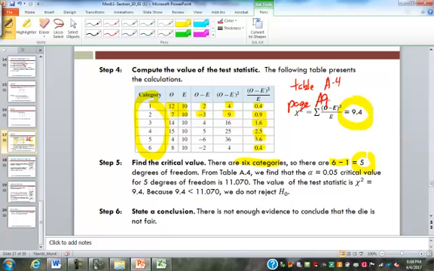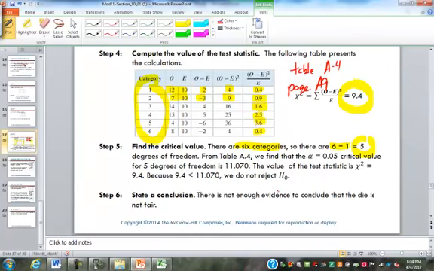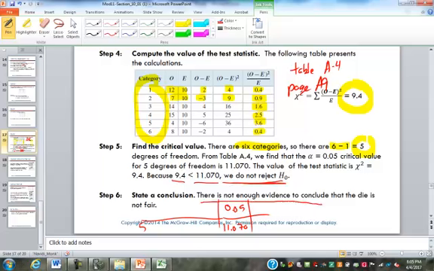We find alpha. We're looking here, we've got the 0.05 on top, 5 degrees of freedom on the side, and we follow them over. And we get a critical value there of 11.070, which is what they gave us here. Now our test statistic of 9.4 is not bigger than that critical value. Since our test statistic is less than the critical value, we fail to reject. So our conclusion is there is not enough evidence to conclude that the die is not fair.